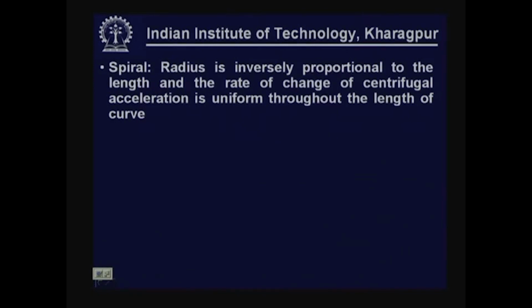Now, let us see what the requirements are for an ideal transition curve. Then we shall be able to justify why a spiral is more acceptable.